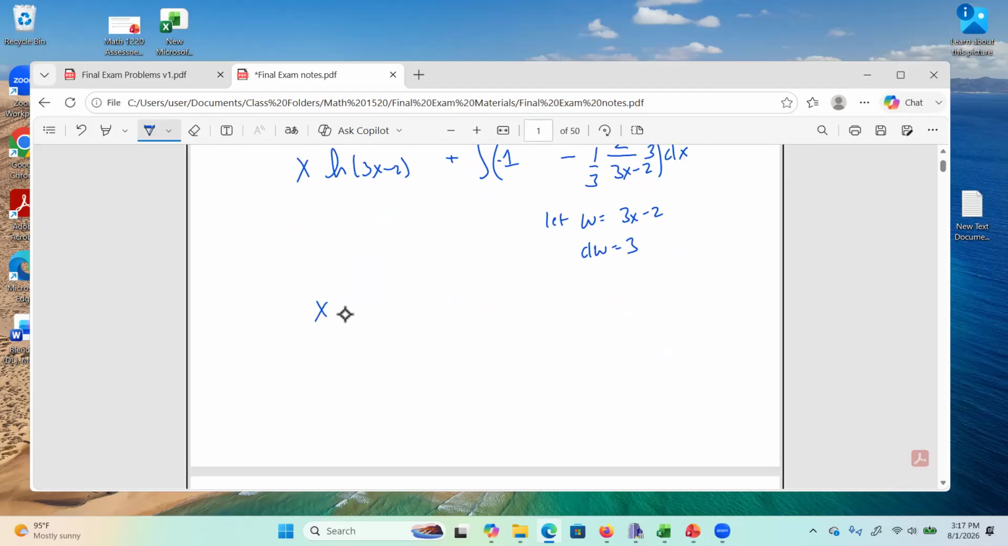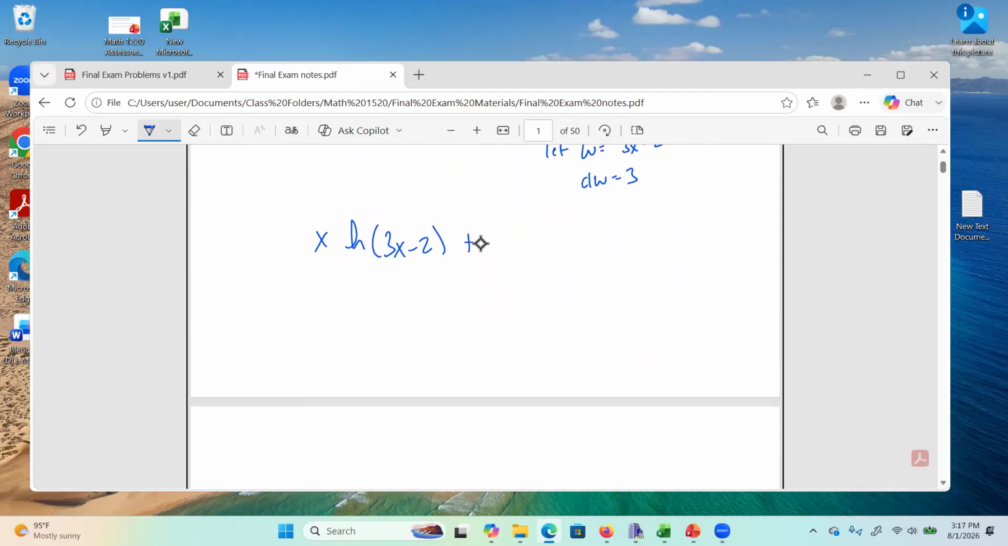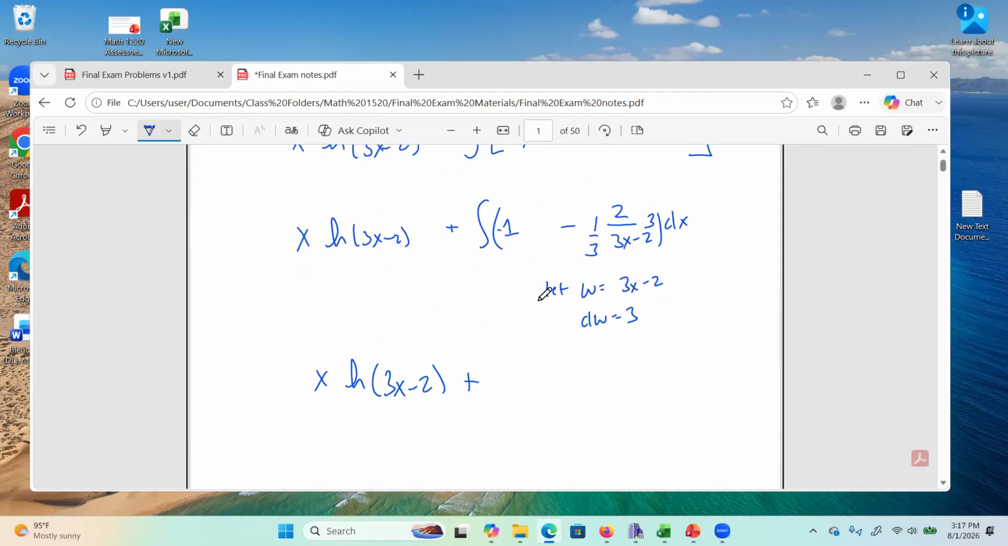So we've got x natural log of 3x minus 2, and then we're going to say plus. Now, the negative side is already inside of here. So we've got a negative x. That's what integrating this negative 1 does. Minus, see, this 2/3 is something I can kind of snake out of the integral sign over here. So we have minus 2 over 3. And now just integrating 3 over 3x minus 2, which is just going to be the natural log of 3x minus 2. Okay. Plus c, don't forget that.